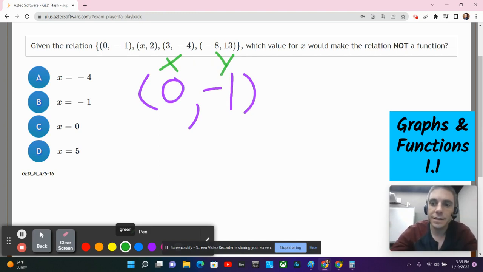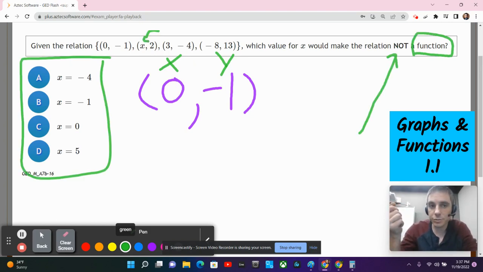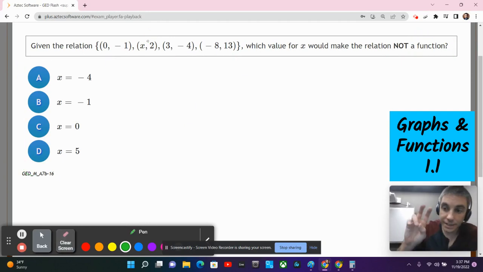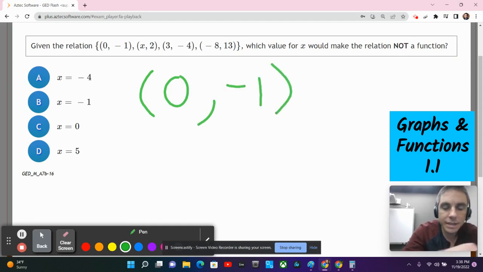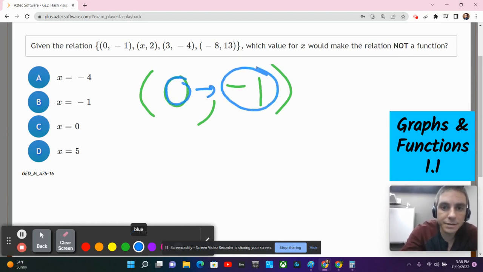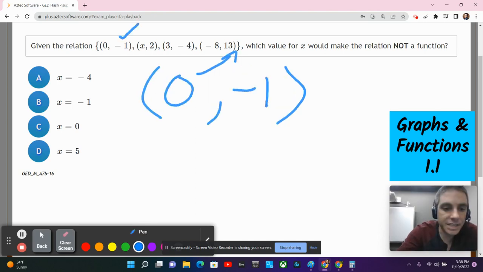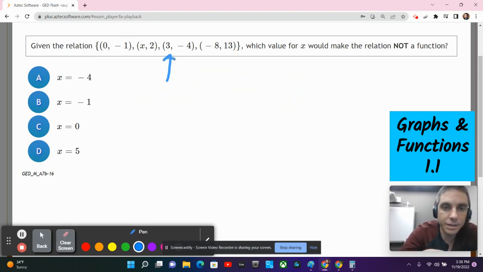And the third thing is what they mean by the word function. Every x number is paired with only one y number. So in this question, in this relation, if we take a look at the first two numbers, 0 and -1, the 0 is an x number, and it's paired with a -1 for its y number. And the same could be said for the 3 being always paired with -4, and the -8 is always paired with 13.